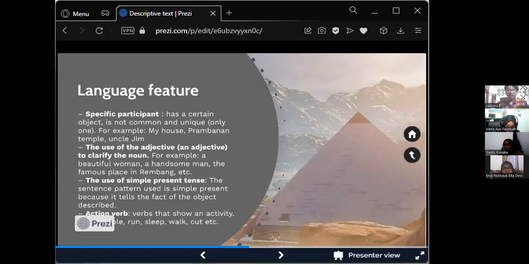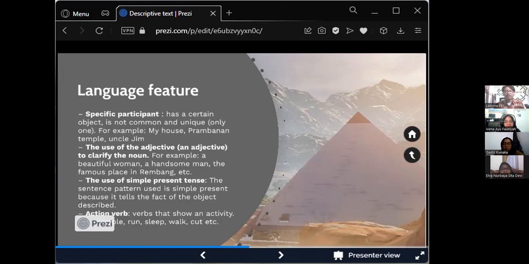And the third is the use of simple present tense. I do hope that this is a tense that everyone here understands. I think it's really simple, but I want to give you a clue. Whenever you see the word is in a sentence, that sentence could be in simple present tense. And why do we use simple present tense in the descriptive text? Because we describe facts about the thing that we describe. That is the reason why we use the simple present tense.